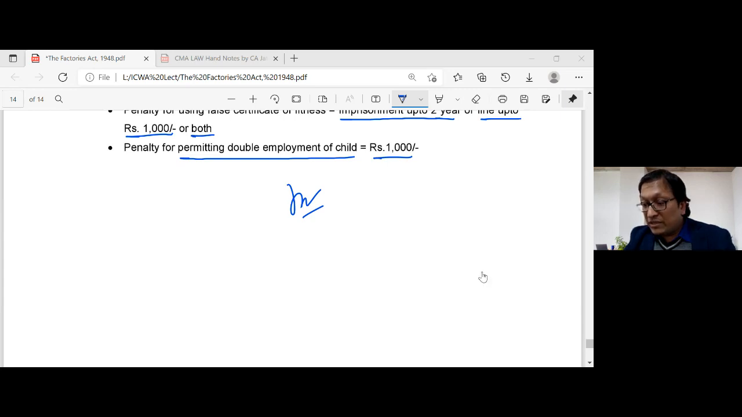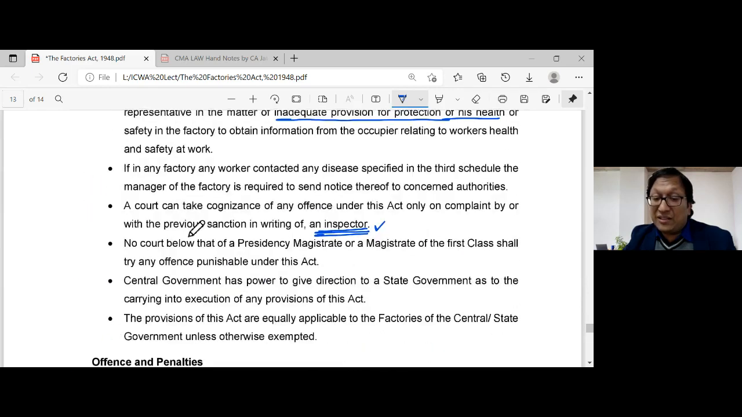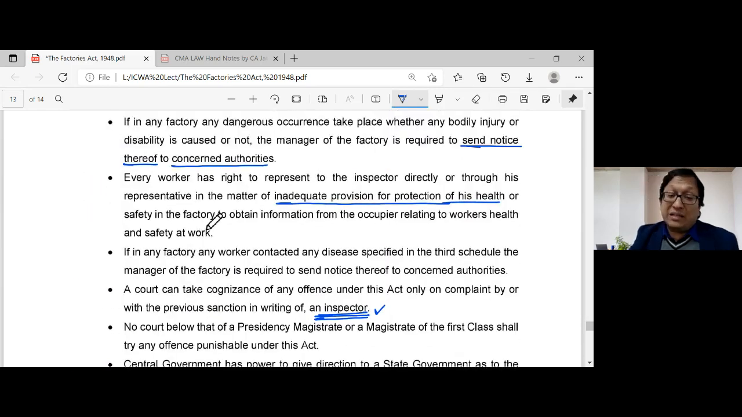Okay. So what is encashment of leave? I told you. What if the workers are not provided any safety? What can the workers do about this? They can inform the inspector. I told you they have the right. They have the very right that they can directly communicate with the inspector, or they can hire some person to represent them.